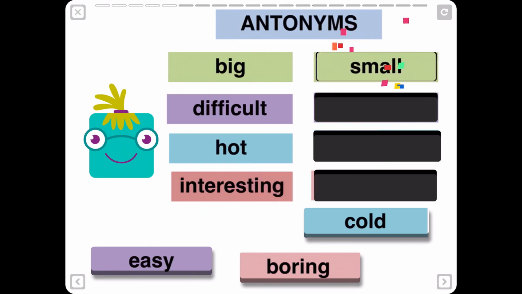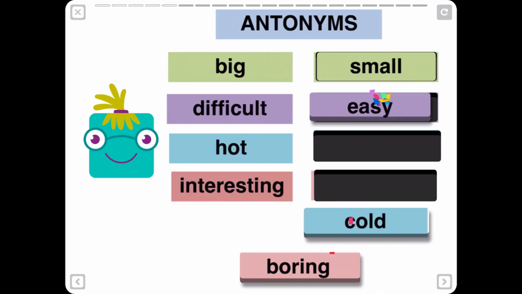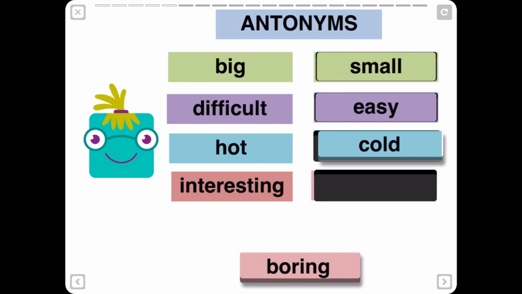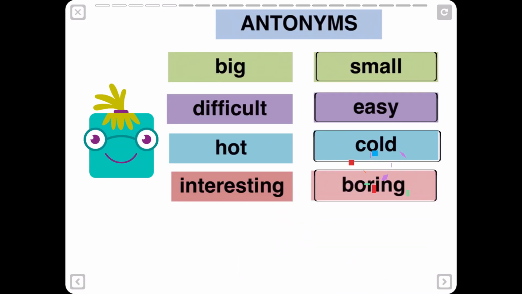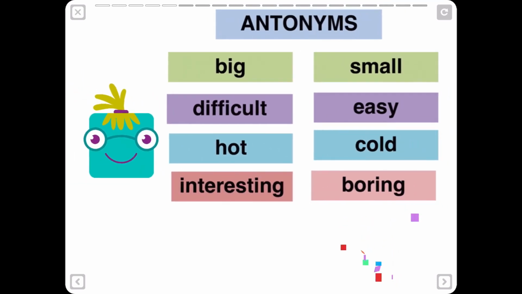Small, yes, very good. The antonym of big is small. Easy, yes, excellent. The antonym of difficult is easy. Cold, yes, good job. The antonym or the opposite of hot is cold. Boring, yes, very good. The opposite or the antonym of interesting is boring.